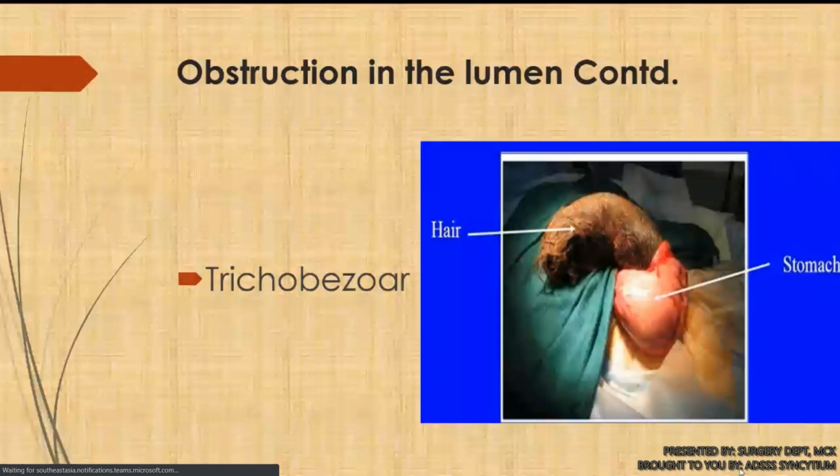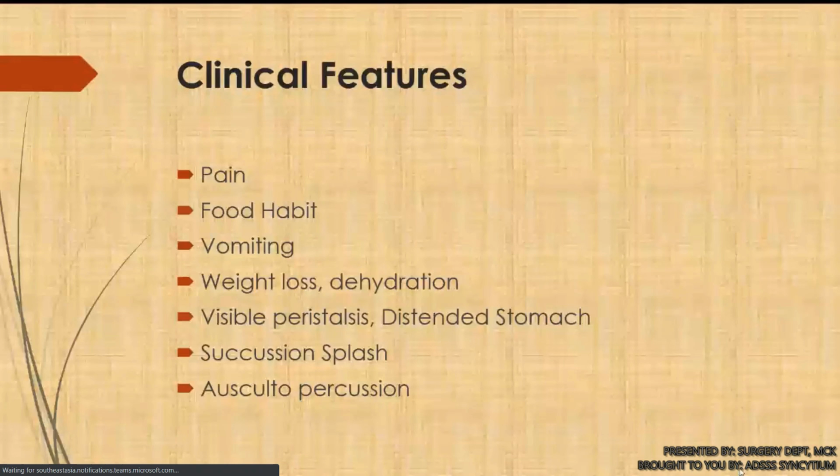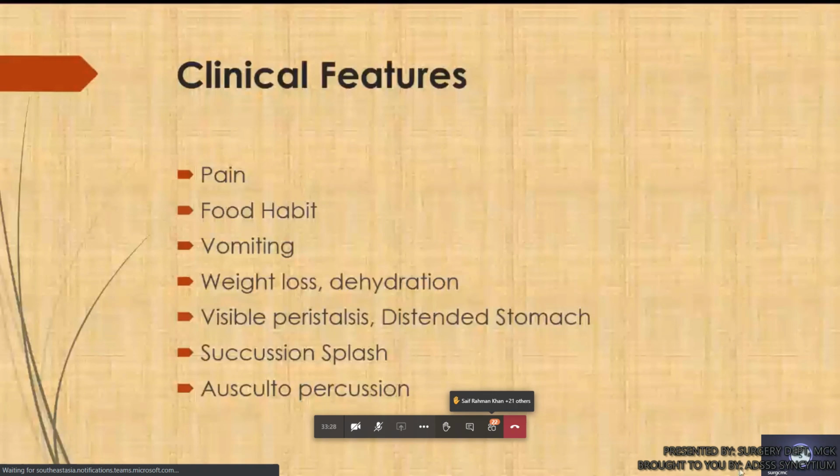Now, unless proved otherwise, the cause of gastric outlet obstruction should be considered as carcinoma at the distal end of the stomach. This is a very important statement. Unless proved otherwise, the cause of gastric outlet obstruction in an adult patient should be considered as carcinoma at the distal part of the stomach.